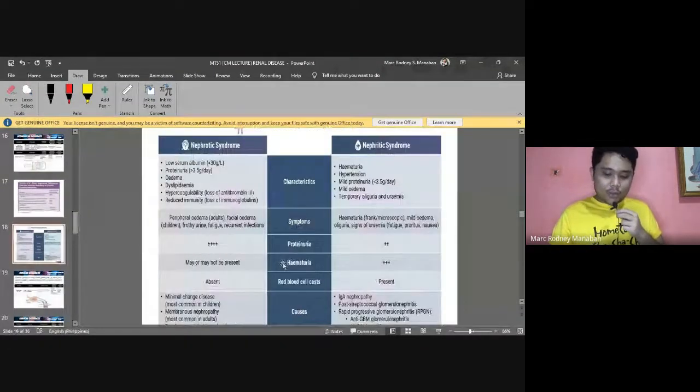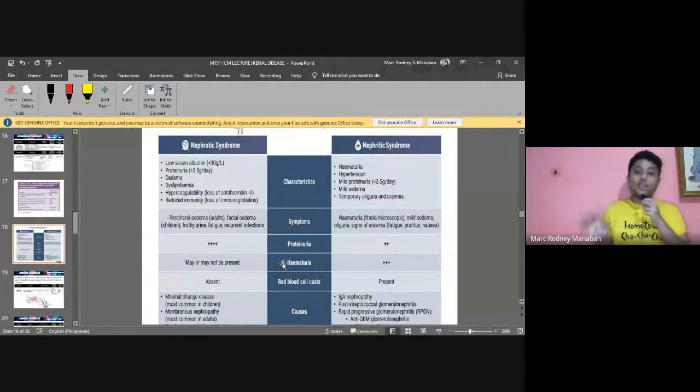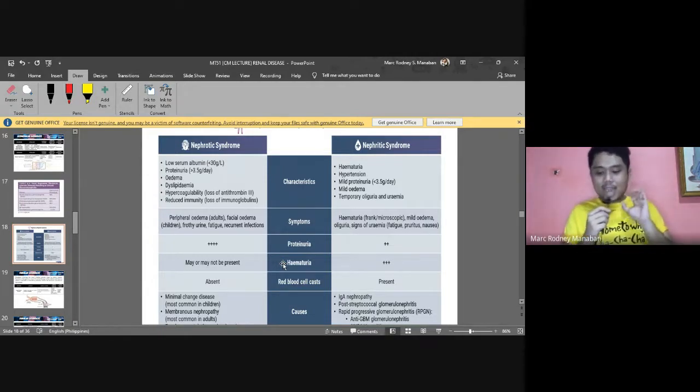And of course, dears, we also have to differentiate the nephrotic from the nephritic. So the terms mentioned are nephritic syndrome and nephrotic syndrome. Basically, nephritic syndrome, you will notice, is really those we mentioned, the glomerulonephritis, AGN, IgA nephropathy. Those are glomerulonephritis. Their main definitive difference is hematuria.